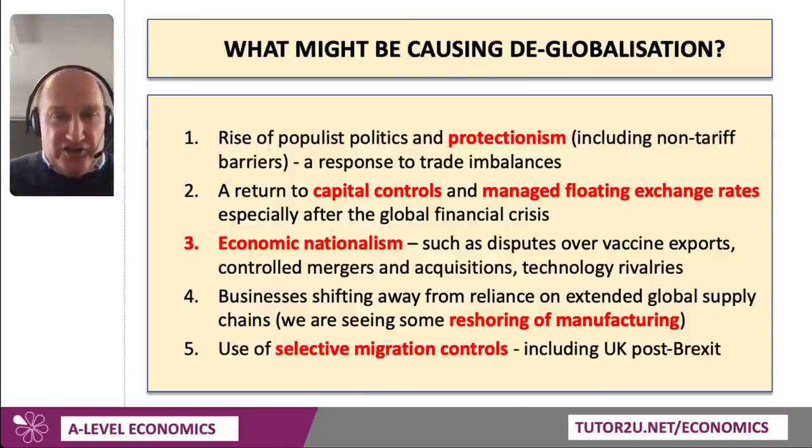First reason is the rise, as you've seen, of populist politics from Hungary to the United States and beyond, and in particular the growth of non-tariff barriers. So things like import quotas, embargoes, domestic subsidies, that's really something to revise. So link, please, your revision for protectionism with deglobalization. That's quite important. The second is linking to exchange rates. So we are seeing a return. Quite a few countries now bringing in capital controls, limiting the amount of hot money that can flow across borders, for example, and more countries now moving towards managed floating exchange rates.